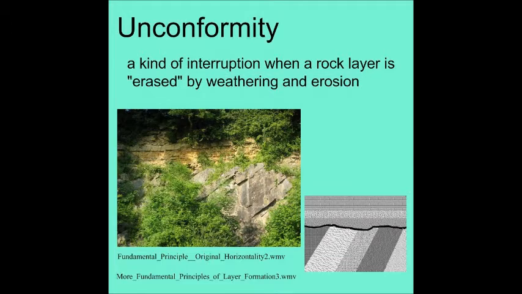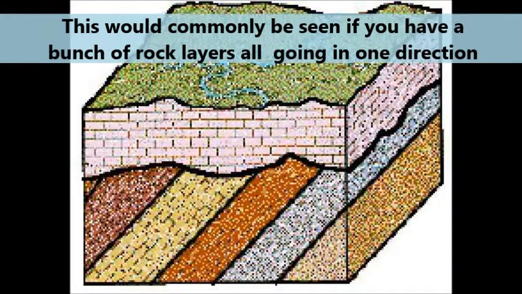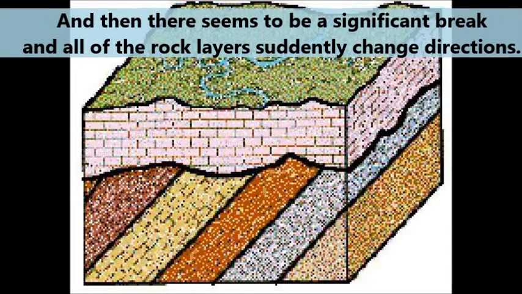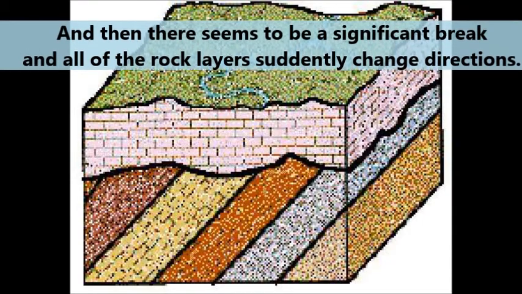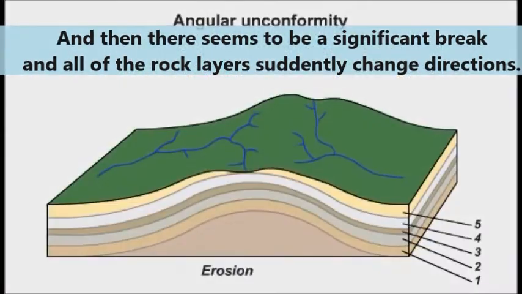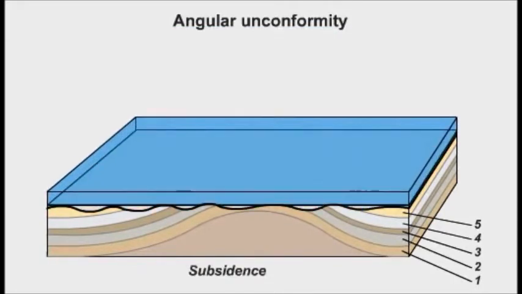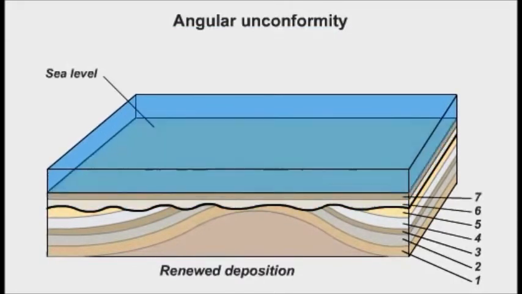And so this would commonly be seen if you have a bunch of rock layers that are going in one direction, and then there seems to be a significant break and all the rock layers suddenly change directions. That's because part of the rocks have been eroded away, and then new rocks piled up on the new surface.